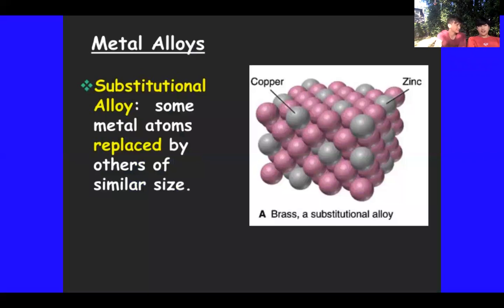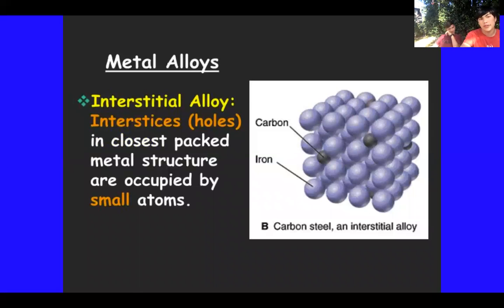Metal alloys. These are substitutional alloys, where some metal atoms are replaced by others of similar size. See in this picture, copper and zinc. This makes brass. Some common examples are your gold chain. That's probably not all gold. There are probably some other metals. Okay, well, you get the idea. This is just the difference between interstitial and substitutional.